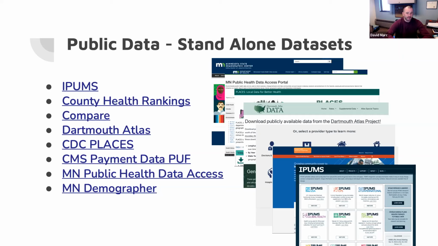CMS payment data, public use file, that's what PUF stands for. This includes information on inpatient, outpatient, Part D drugs, durable medical equipment, hospice, and it's data that's limited in terms of it's not fully exhaustive data, but it can be aggregated by provider, by location, by drug brand name, by HCPCS codes, by CPT codes, or MS-DRG codes.